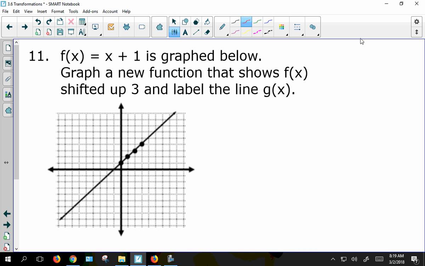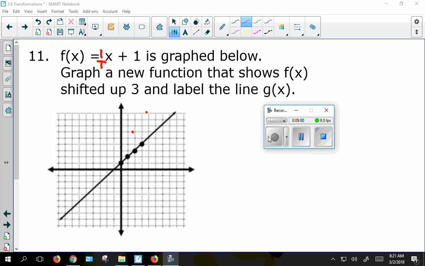Okay, we're going to skip number 11. F of x equals x plus 1 is graphed below. So that's right here. Graph a new function that shows f of x shifted up 3, and label it g of x. So what's my slope for f of x? Okay, so my slope is 1 over 1.